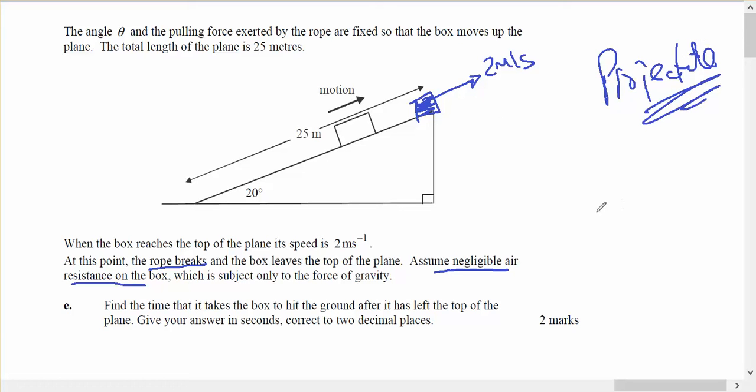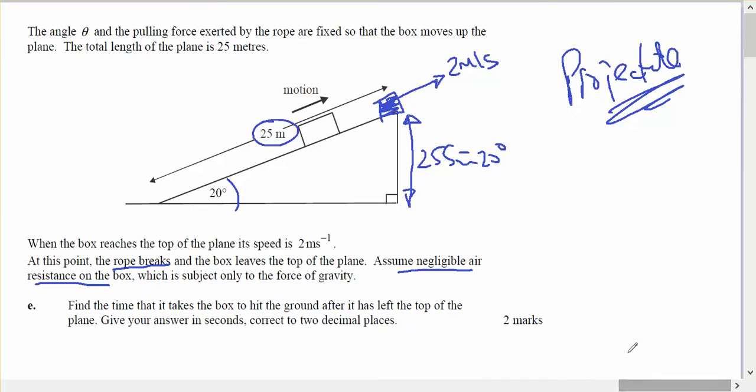So the only force we have is gravity. Okay, find the time it takes to hit the ground. So this is the distance that it's going to fall, and I've been told that it's 25 meters, that's 20, so that's going to be 25 sine of 20 degrees. That's the distance that it needs to fall. Okay, so we're now a projectile.